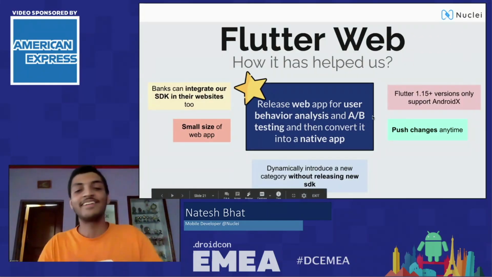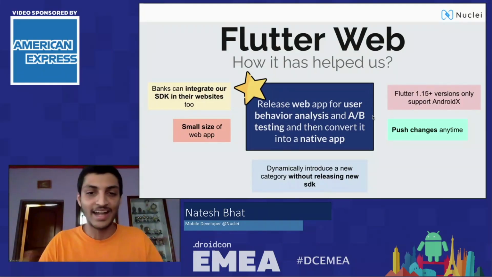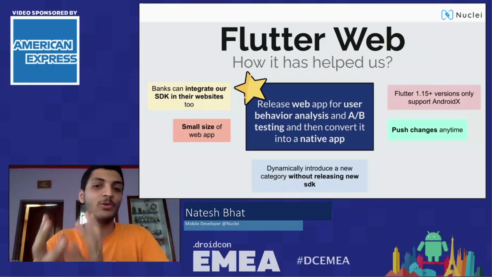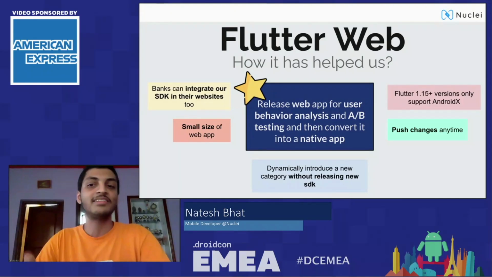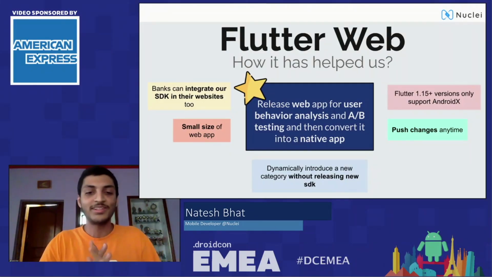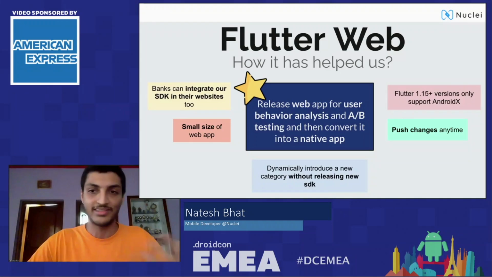And also we can release an entire new category without releasing a new SDK at all, because everything is dynamic. The whole web application resides in our server. When our user opens the app, it gets it from the server. So there is no need to release a new SDK.